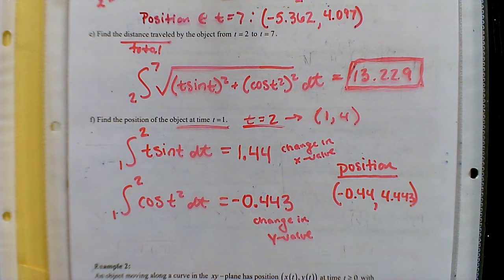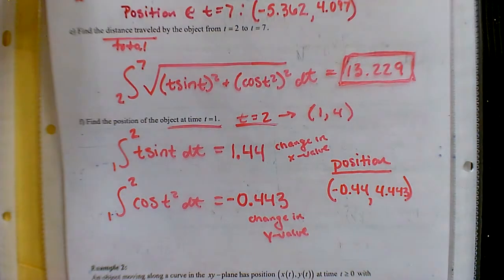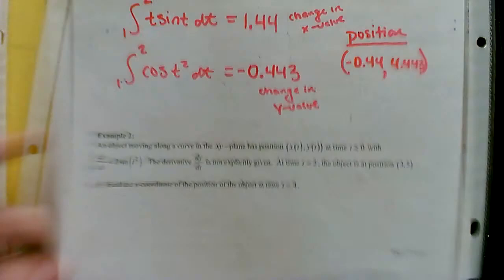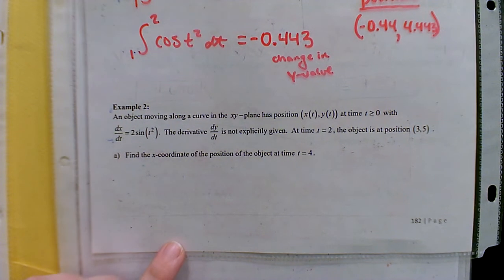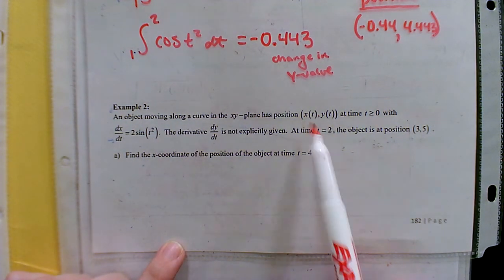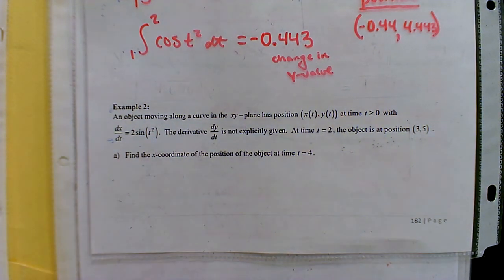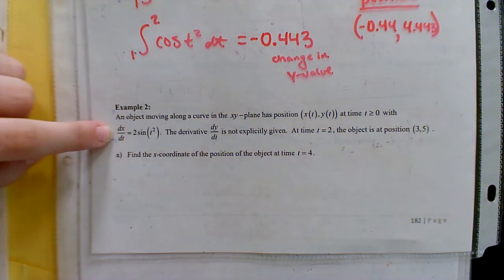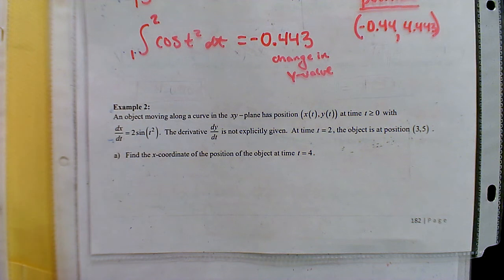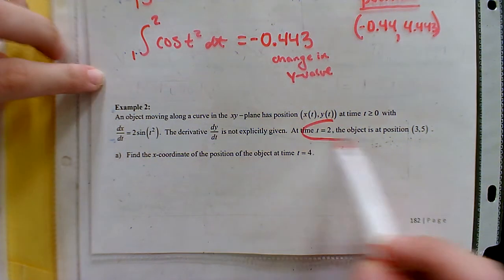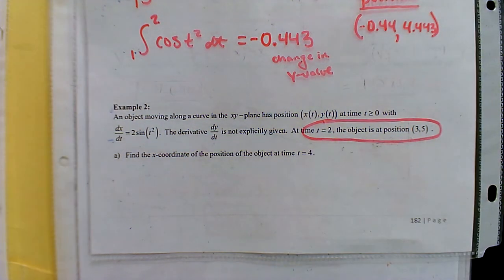We doing okay? We're going to try another free response type question. All right. An object moving along the xy plane has that position. Notice again how it's parametric. They give you an x equation and a y equation. The x derivative, or the x velocity, is given. The derivative of the y equation is not given. At time 2, we know a position. Find the x-coordinate of the position of the object at time 4.